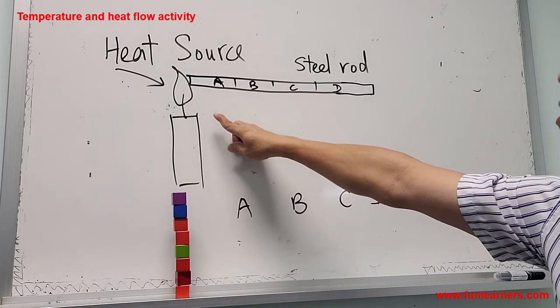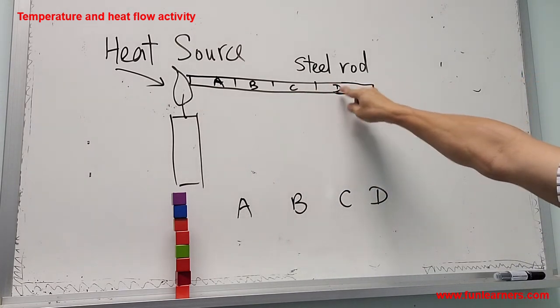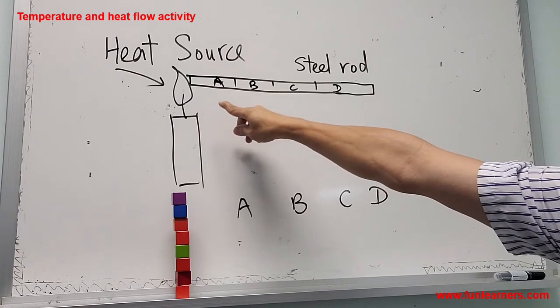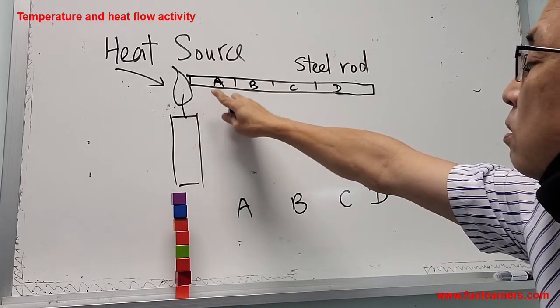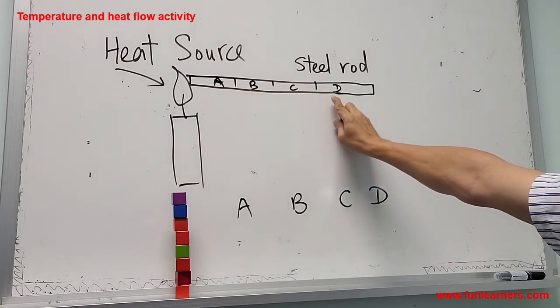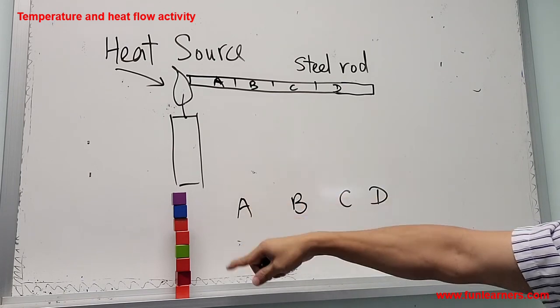This question has a candle flame heating up this steel rod. So this candle flame is a heat source. Heat source produces heat, and this heat source is a higher temperature than the steel rod. So we are using this block here to represent the high temperature.